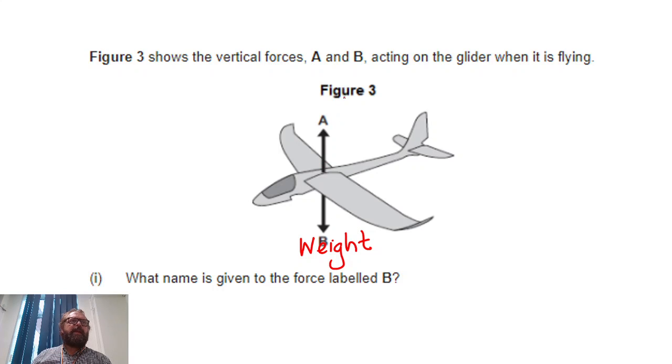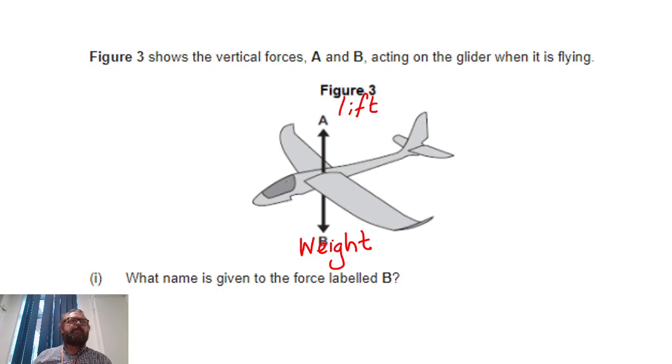A is the lift caused by the wings. Think about the size of these forces. If the weight and the lift are equal in size, the glider will stay at the same height. If the weight is bigger than lift, the glider will move downwards, and if the lift is bigger than the weight, the glider will move upwards.